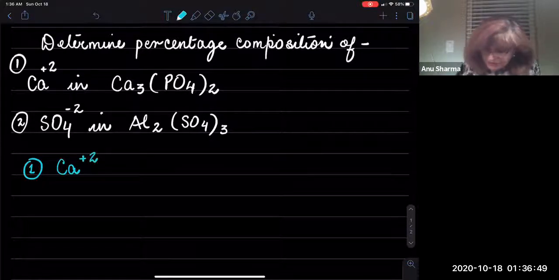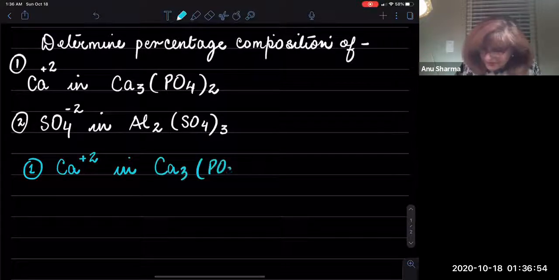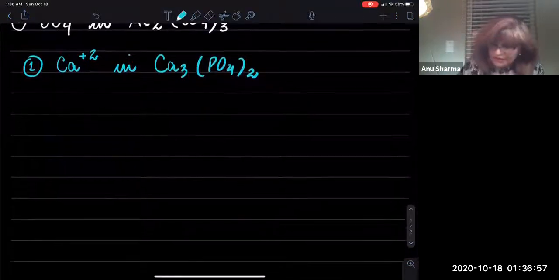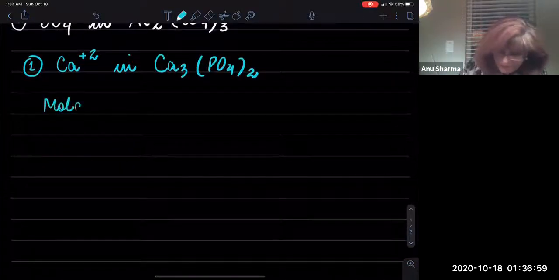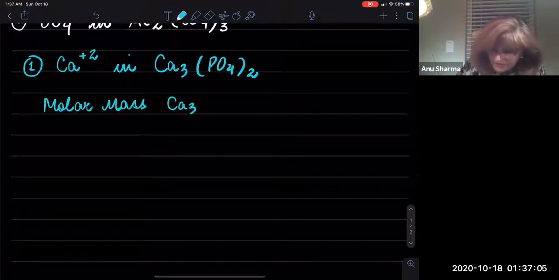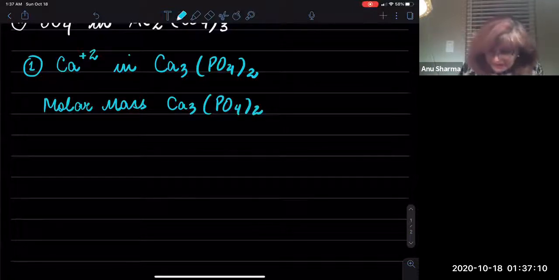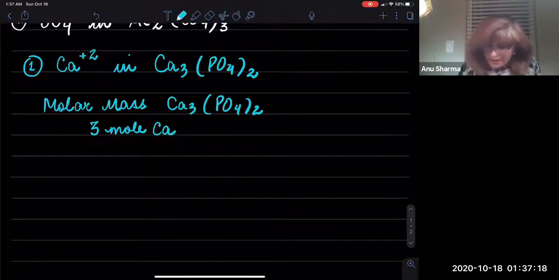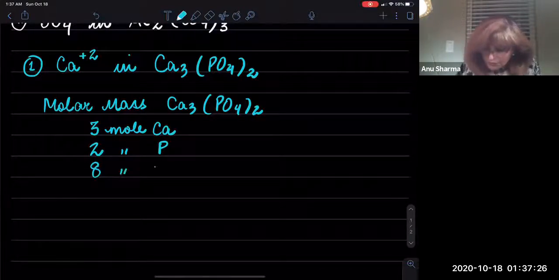is of the calcium ions present in calcium phosphate. And here, the first thing you need to do is get the molar mass of calcium phosphate, and that is Ca3(PO4)2. So we see in this case there are 3 moles of calcium, there are 2 moles of phosphorus, and there are 4 times 2, 8 moles of oxygen.